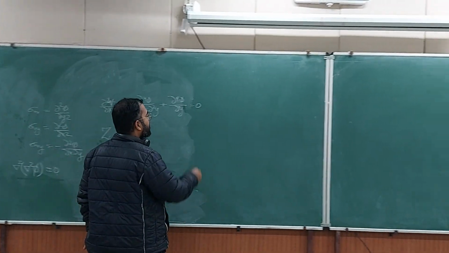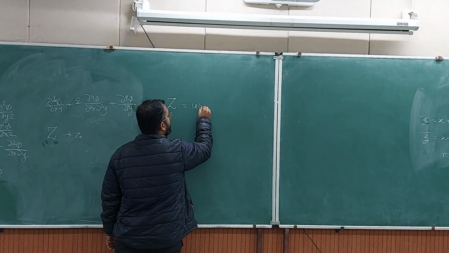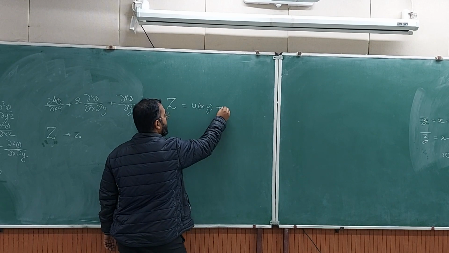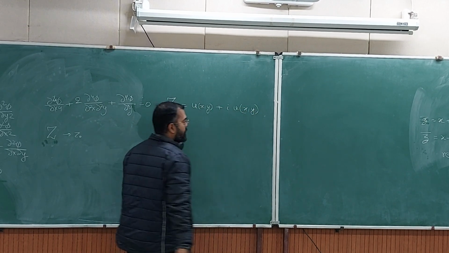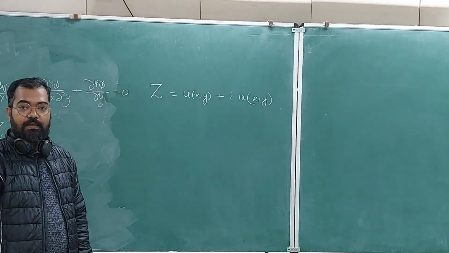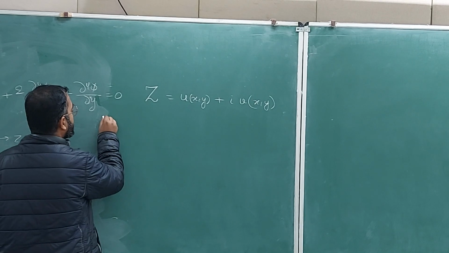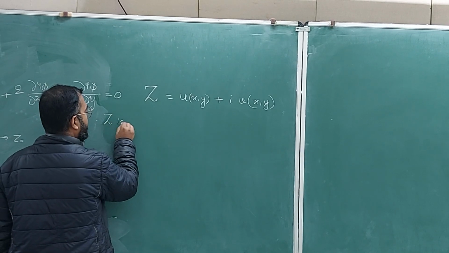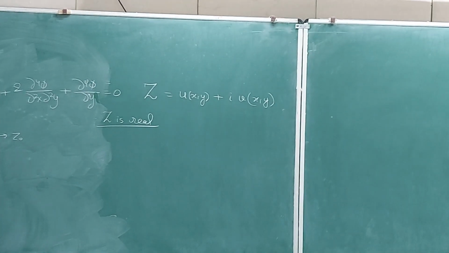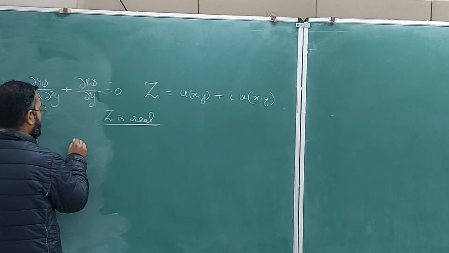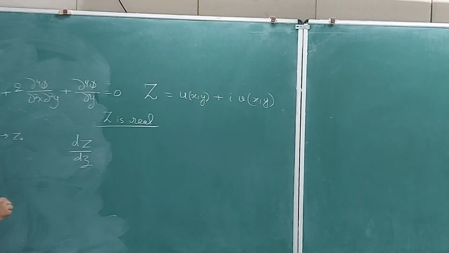Okay. So let us say that we have a function z, which has a real part and which has an imaginary part. And now let us find out. So let us say that z is real. When z is real, we want to find out the differentiation of this.